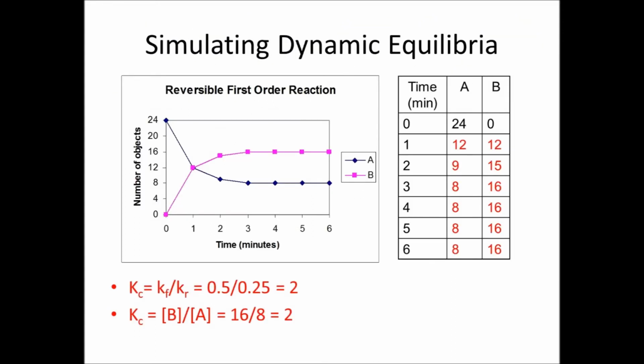A summary of our data so far is shown here, with 2 ways of calculating the equilibrium constant shown in red below the graph. When the equilibrium constant is greater than 1, we say that the reaction is product favored. This is reflected in our data table shown to the right of the graph, which records that at equilibrium we had 16 pennies in the product state and only 8 pennies in the reactant state.